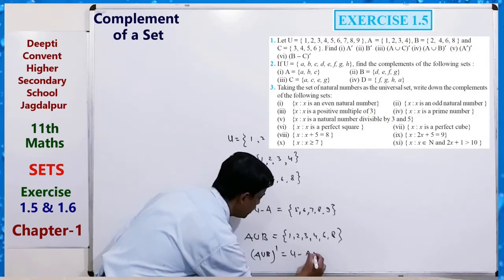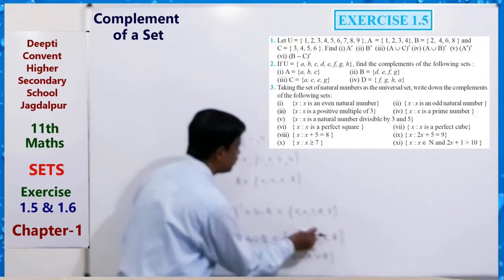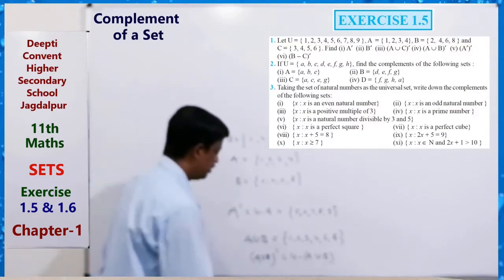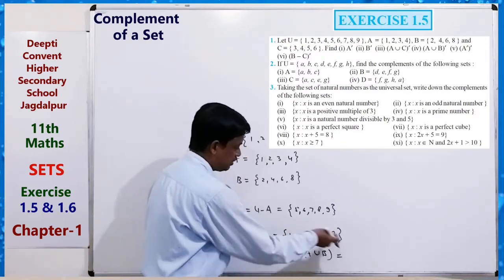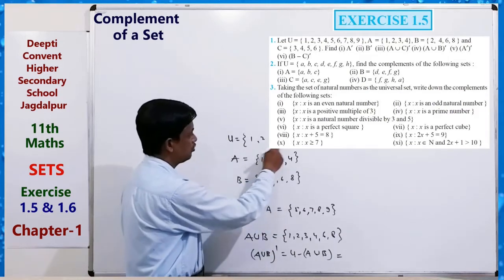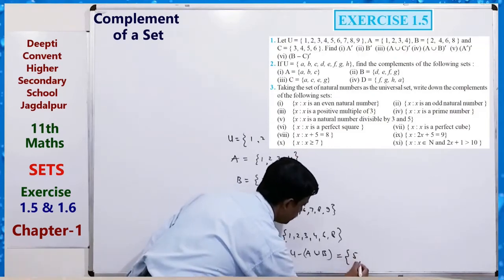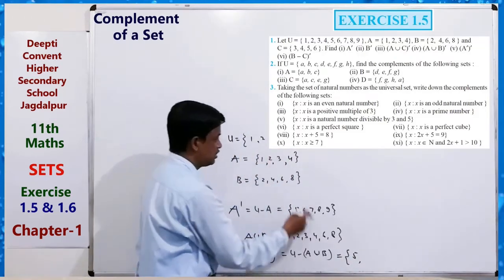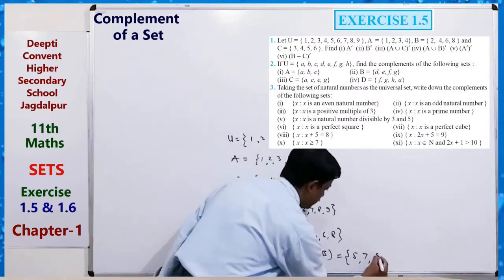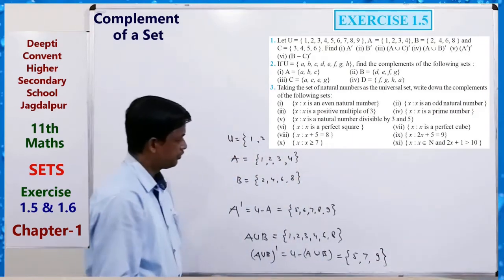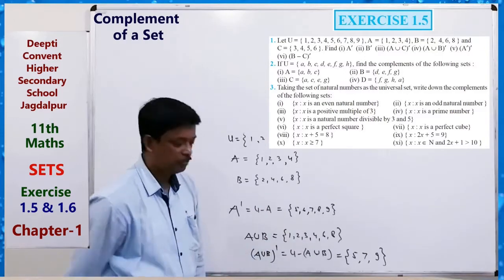Now (A union B) dash means what? U minus (A union B) means except these elements from U, you get the complement. So this equals what? Neglecting these from U: 1 2 3 4 cancel, that is 5, then 6 cancel, 7, 8 also cancel, 9. Okay, so this is the complement of A union B.